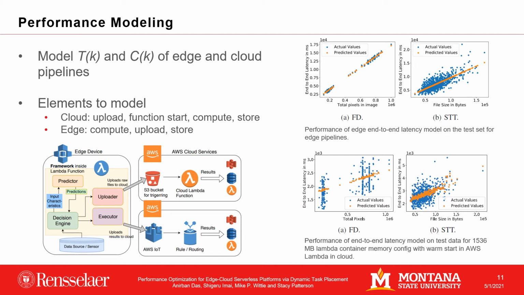And now this decision engine, given an input, can query the predictor in order to know the end-to-end latency and the end-to-end cost for executing the job in the edge as well as in the public cloud. And once it has these numbers, then it can decide whether to execute the job using the cloud only pipeline or to execute the job on the edge device using the edge only pipeline.